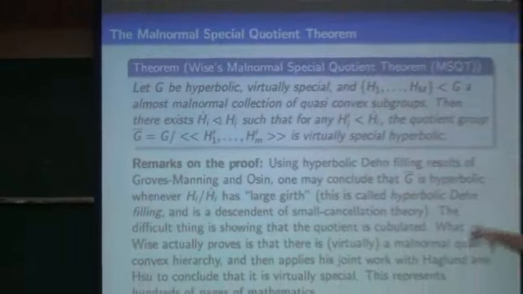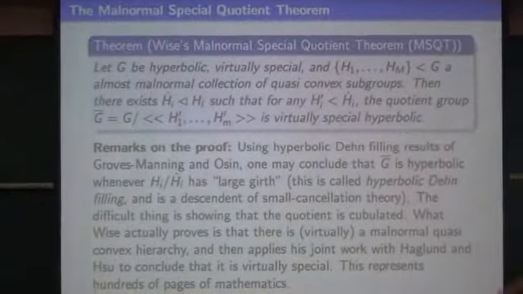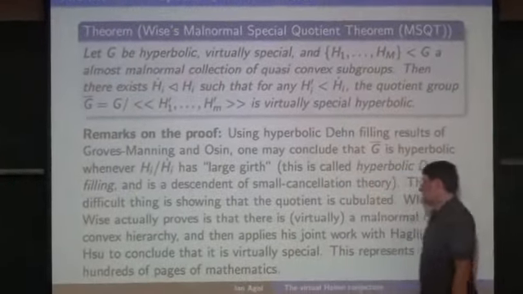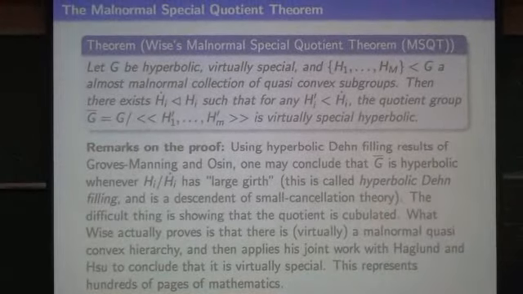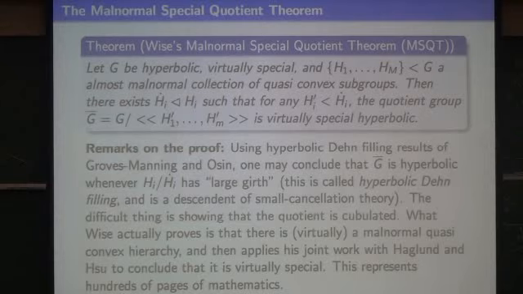So that's one aspect. To show that these groups are hyperbolic is this hyperbolic Dehn filling theorem. The difficult part of this theorem is showing that the quotient is virtually special. And it's sort of indirect. Wise shows that there's virtually a malnormal quasi-convex hierarchy, and then applies his joint work with Haglund and Hsu to conclude that it's virtually special.